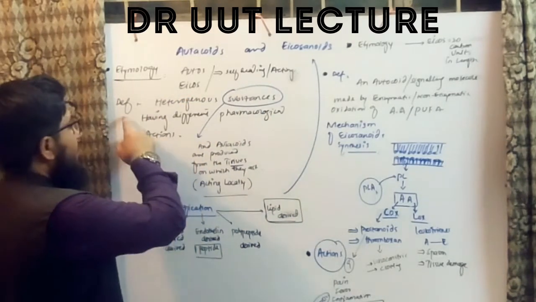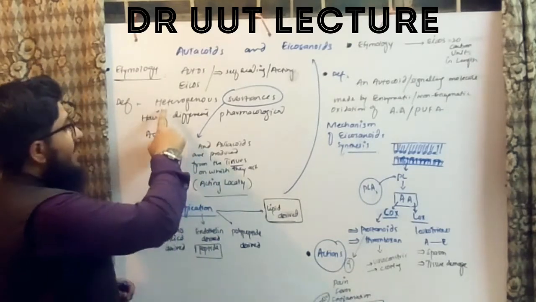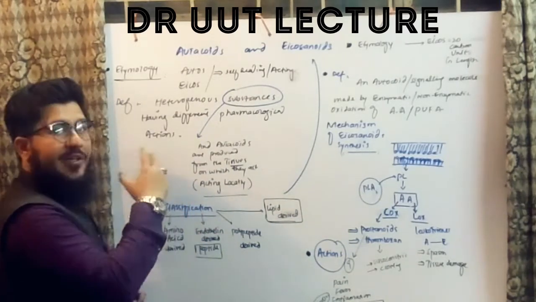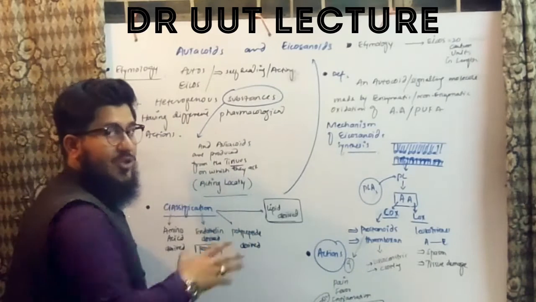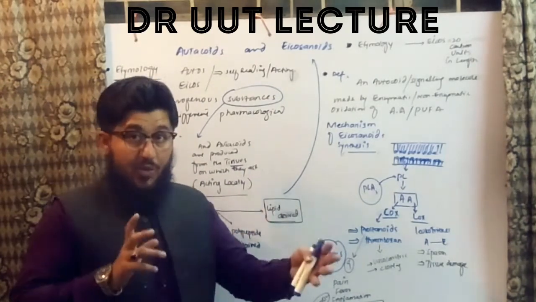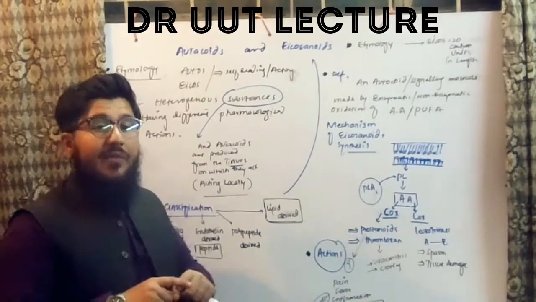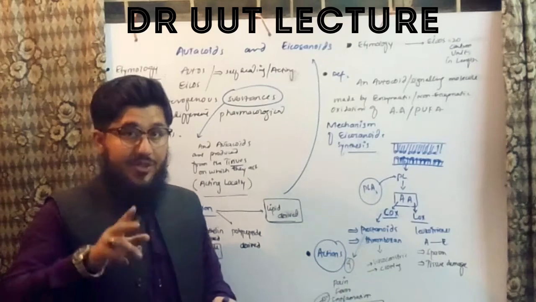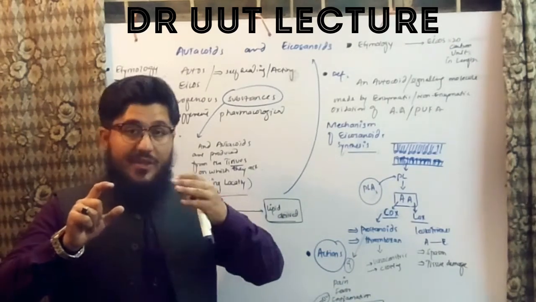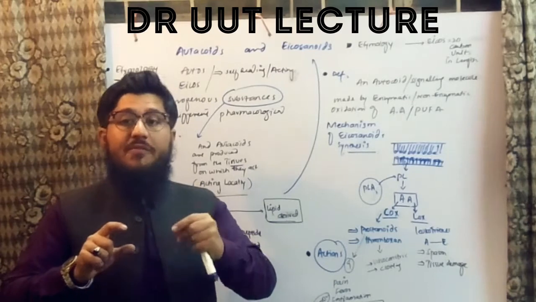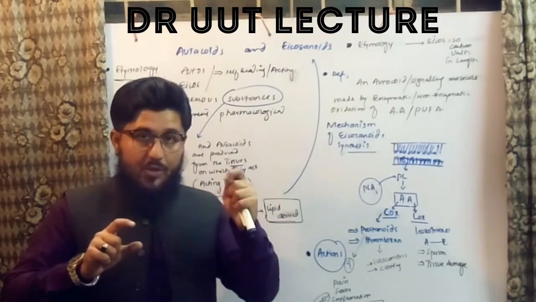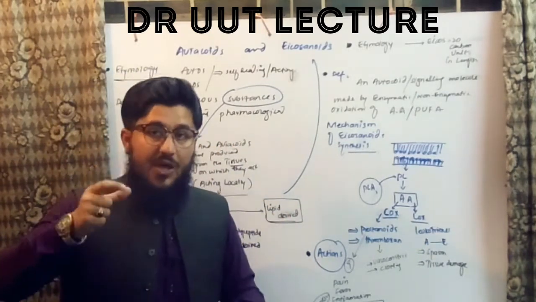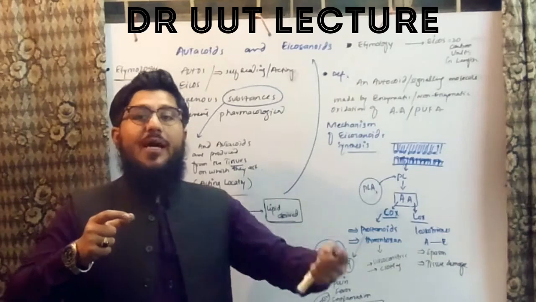Come to the point, definition. Autacoids are defined as heterogeneous substances, means they're different, and they also have different pharmacological actions. Number one point, autacoids are different from each other. Second point, each autacoid has a different pharmacological action. Now just clear these two points. The very first point, autacoids are heterogeneous substances, means we have several different autacoids. Number two, each autacoid has a different pharmacological action.